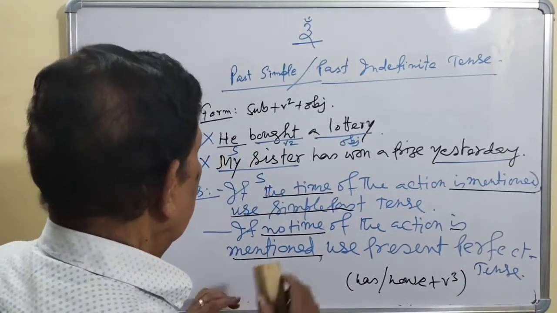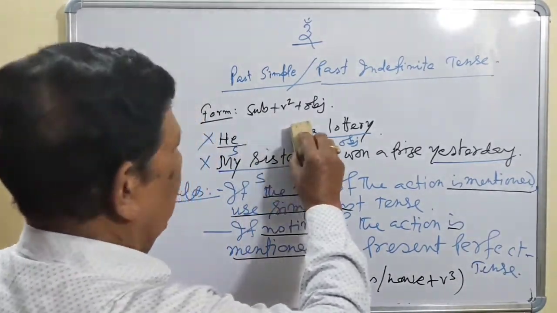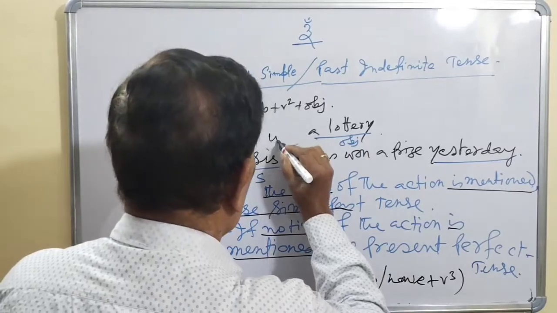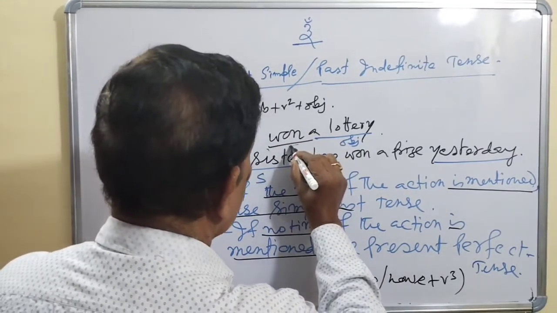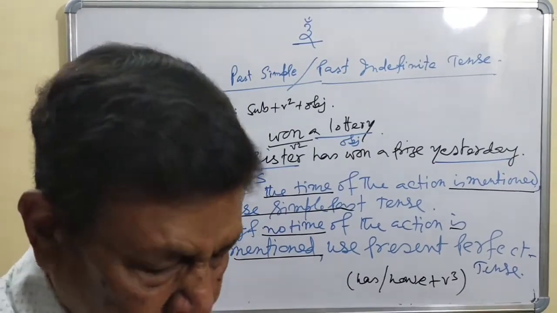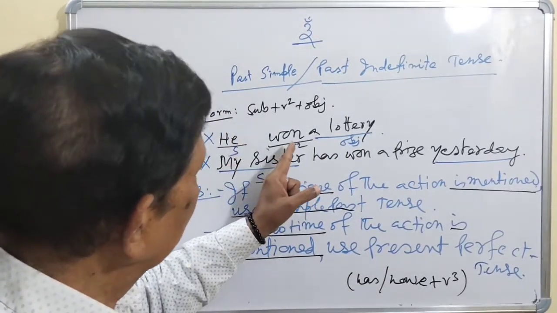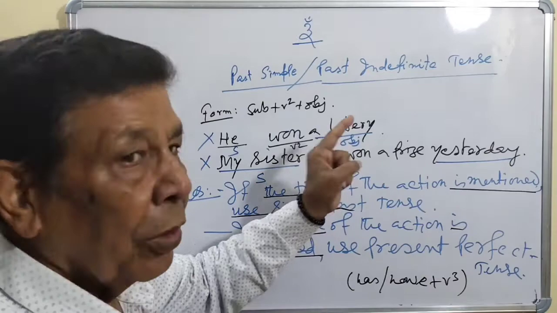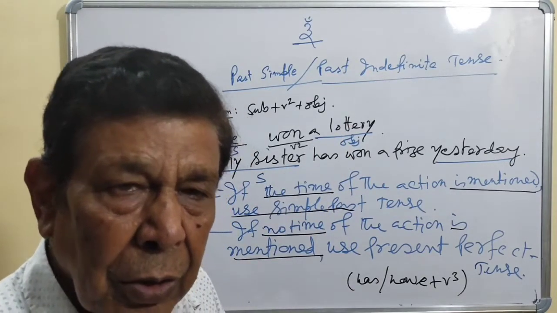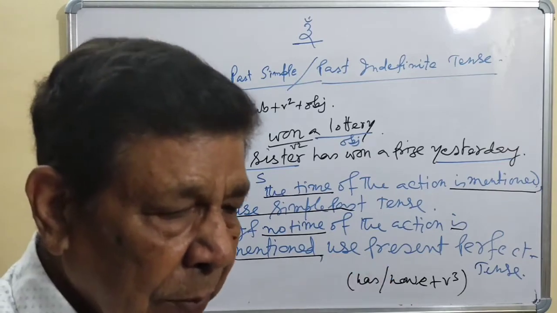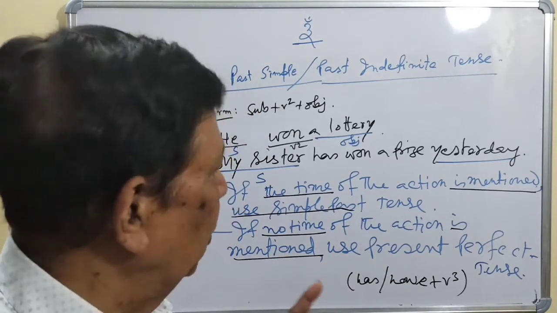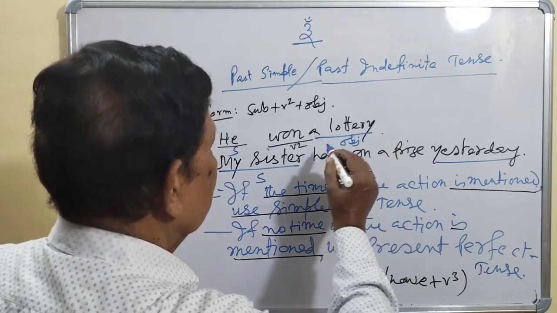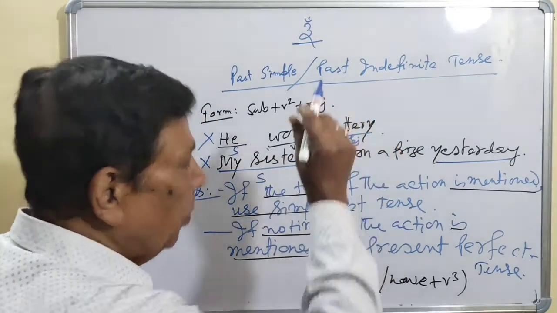Here I write: he won a lottery. He won a lottery. It is V2. So here see, he subject, won V2, a lottery, object. But is it mentioned when he won the lottery? Two weeks back, or two months before, two years before, or ten years before? No time is mentioned. And when no time is mentioned, we cannot consider it as an example of past simple.